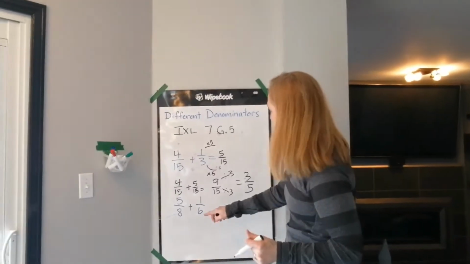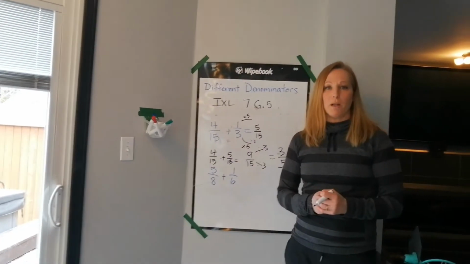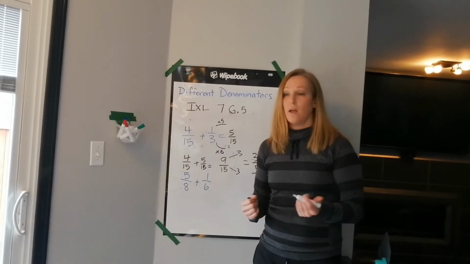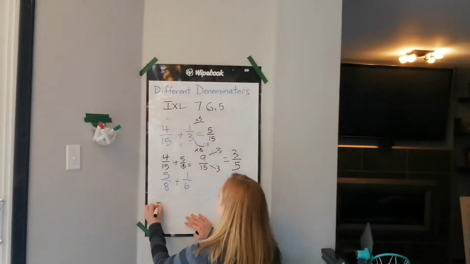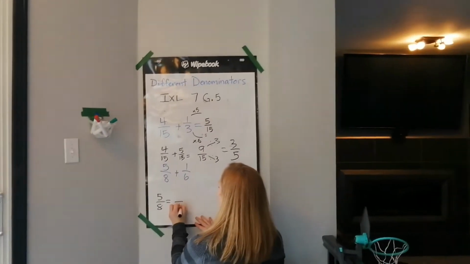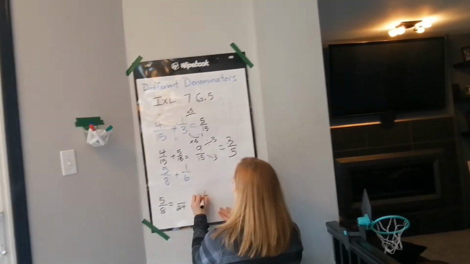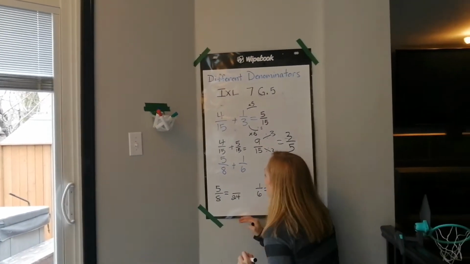Next question, 5/8 and 1/6. If I know my multiplication facts really well, right away the number 24 sticks out at me. So I've got 5/8 equals how many over 24? And I've got 1/6 equals how many over 24?